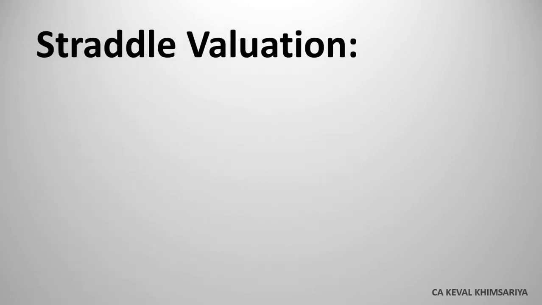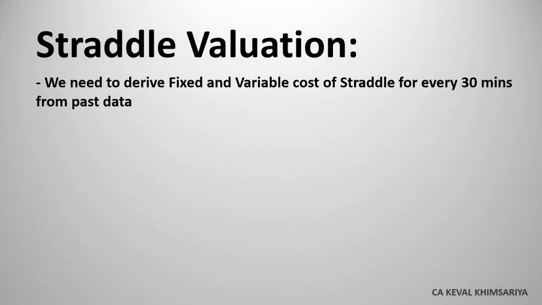So now let us go to some of the advanced part. So as I told you, we need to derive the fixed and variable cost of straddle for every 30 minutes from past data. So what I do, for the first 15 minutes I record this data, and after that I record the data for every next 30 minutes. So what next? We got the data, we did it. So now we need to process this data, as I told you, every 30 minutes.